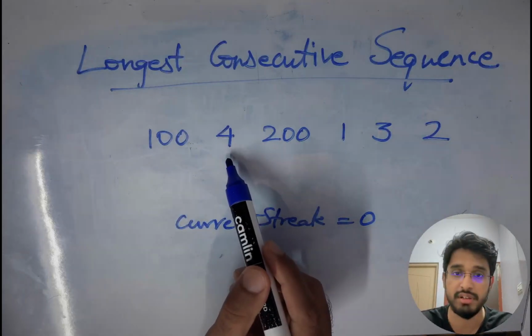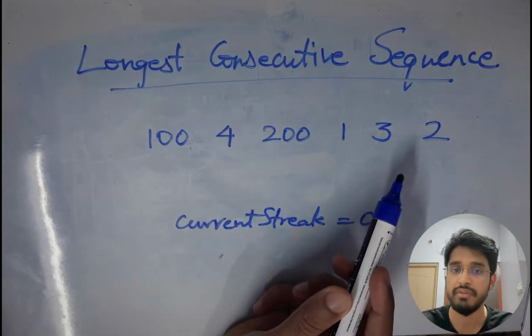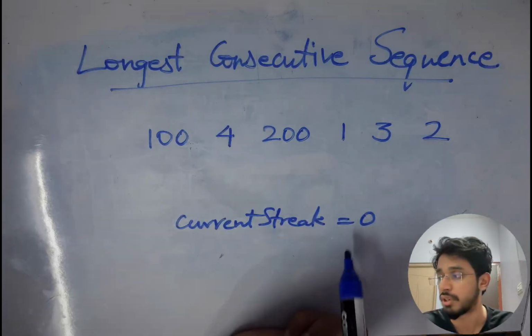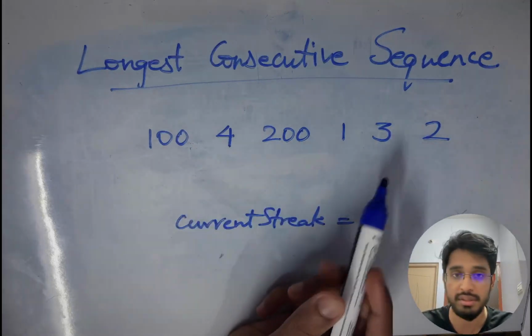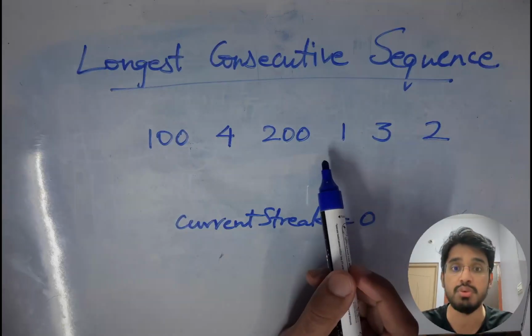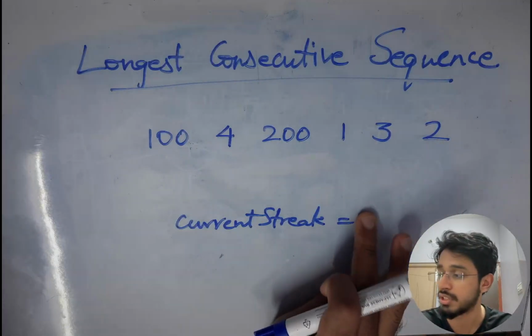So here the next value is 4. 5 is not there, which is the next number within this array, so we just don't update this particular variable. Again 200, there is no 201 in this. When it comes to 1, there is 2. So the next number is 2, right? It exists over here, so we just update the streak to be 1.